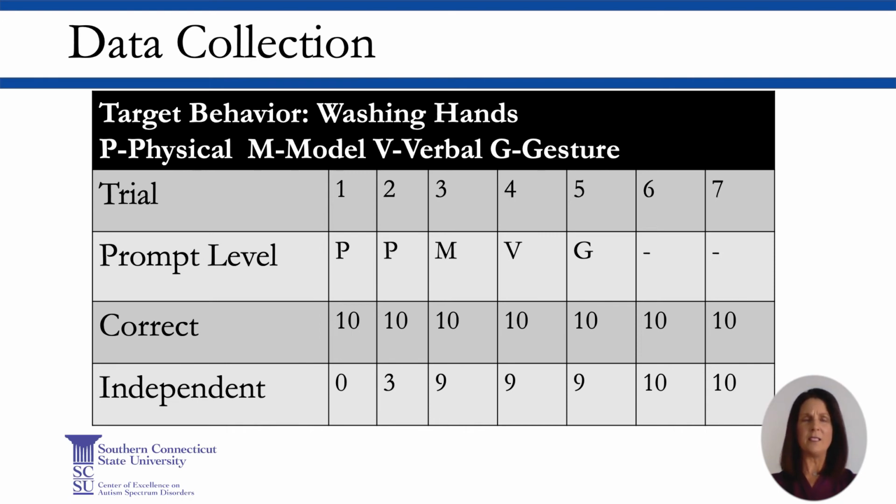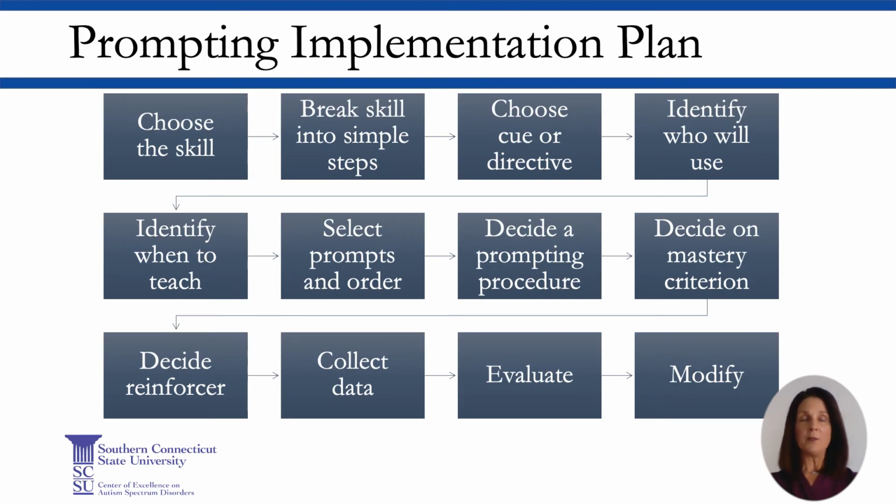But what if the data collection wasn't successful in proving that the prompt was working well? Well, we would use our prompt implementation plan, take a look at it, and make some changes. Now that you know about prompting errors and collecting data on prompts, I want to show you how to make an effective prompting implementation plan for your students in your classroom. And we'll base it on the hand washing example.